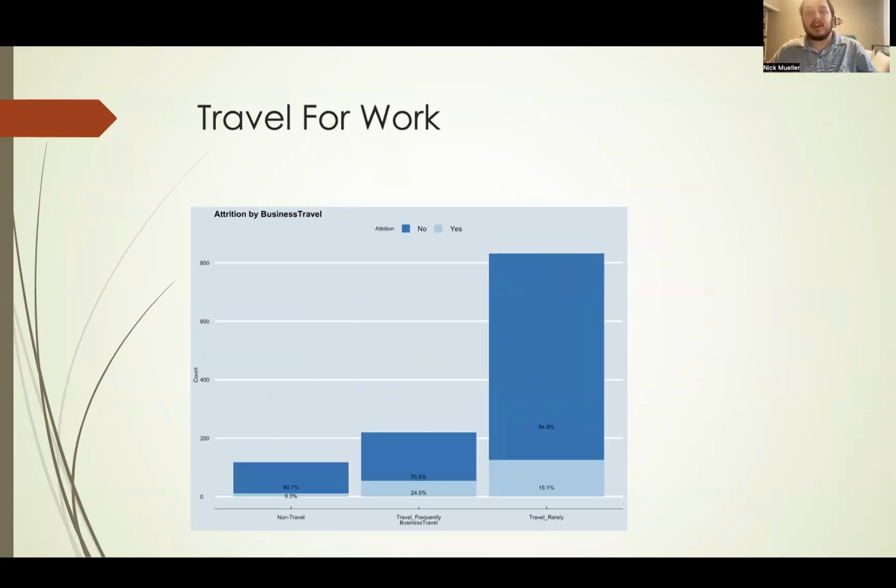And then another job-specific trend is that people who travel frequently have about a 24% attrition rate, whereas people who don't travel as much have a 9.3% attrition rate. So the more you make someone travel, it does seem to trend upwards with attrition.